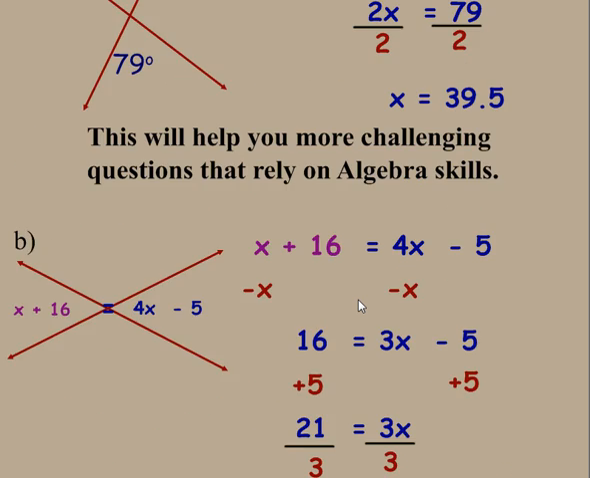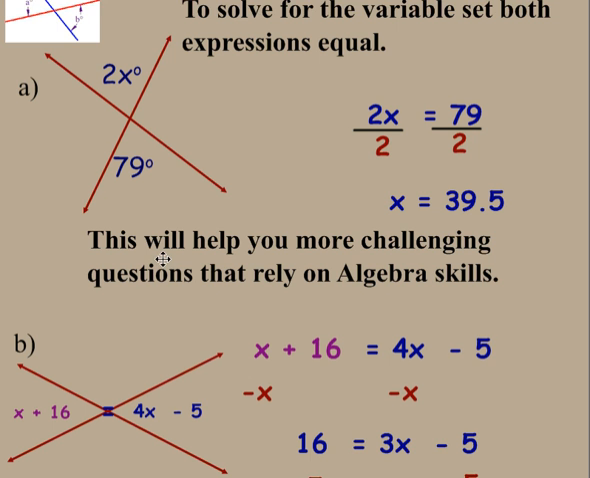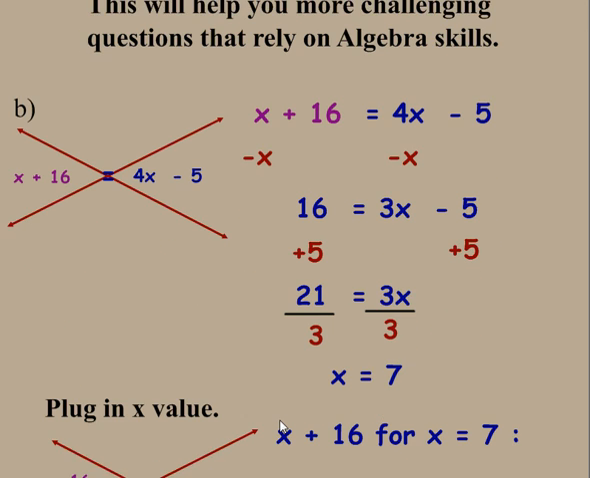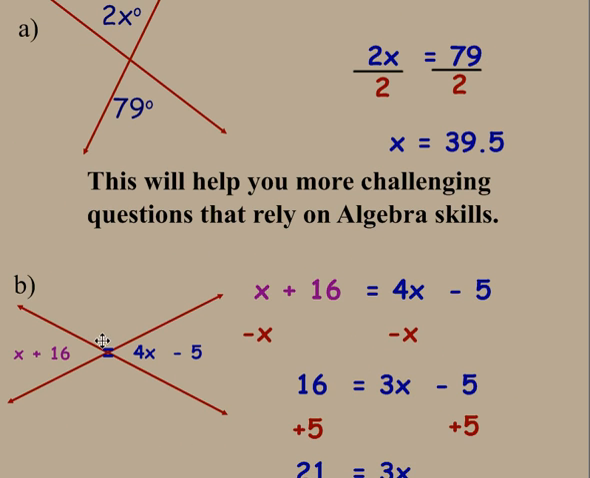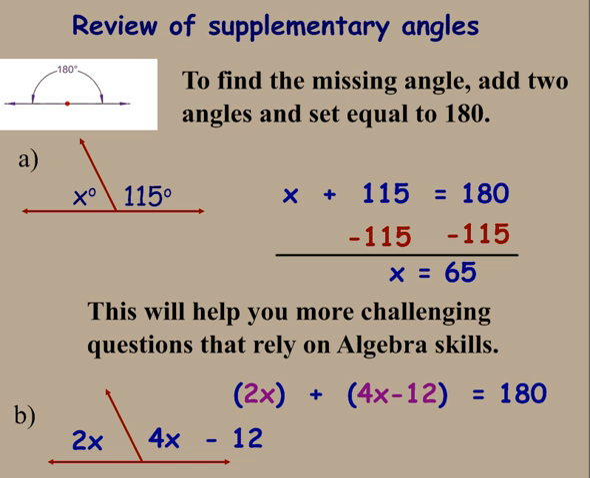So with vertical angles, if they're opposite each other, they're equal. Set the two expressions equal. Solve for your variable. You should be able to get the answer. And if you have to, plug it back in and solve that value. If I was to put a number next to each other, well, then that's supplementary. So you're going to add those two up equal to 180. So that brings you back to the examples that we did here.